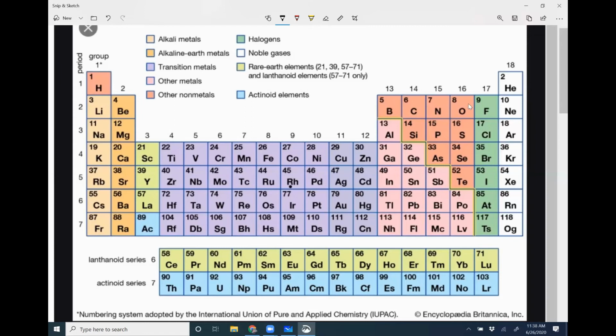Then you have the oxygen group: oxygen, sulfur, very similar to each other, selenium and tellurium. Selenium is more solid than these other guys, and tellurium has those metalloid characteristics. And then finally the halogens. The halogens are very similar to each other.